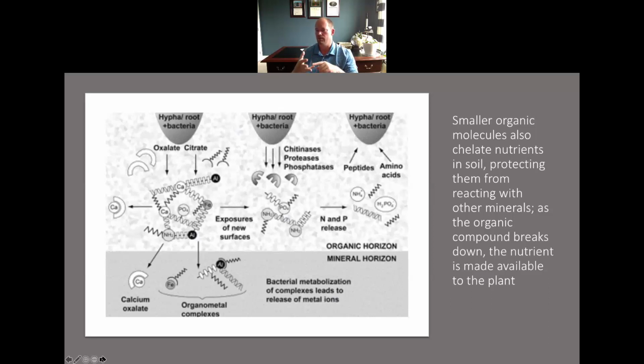Smaller organic molecules also chelate nutrients in the soil, protecting them from reacting with other minerals. So as organic compounds break down, the nutrient is made available to the plant. So this is something to think about: the organic matter serves as a food source for the microbes in the soil, whether it's bacteria or fungi. As they break it down, the organic matter will basically unchelate or release these ions and make them available to the plant.